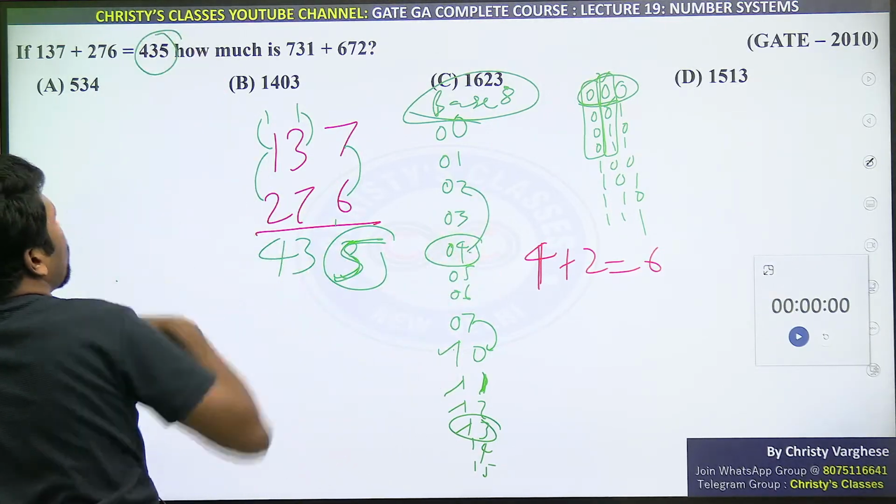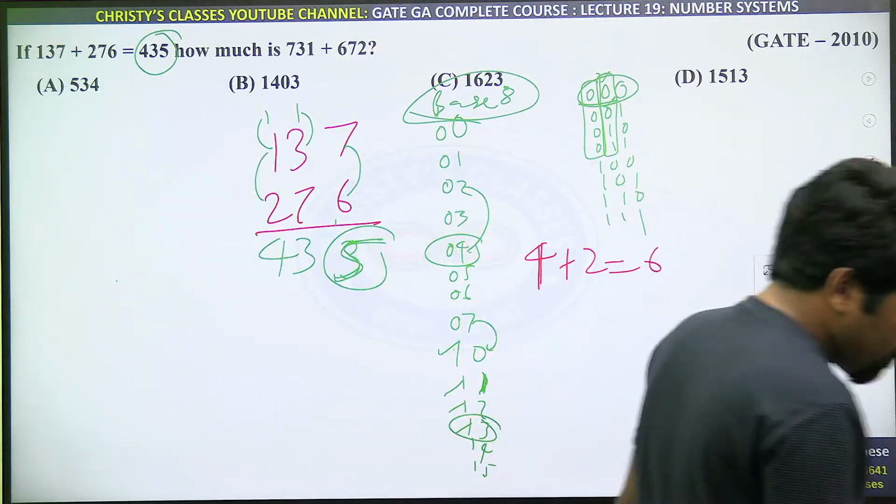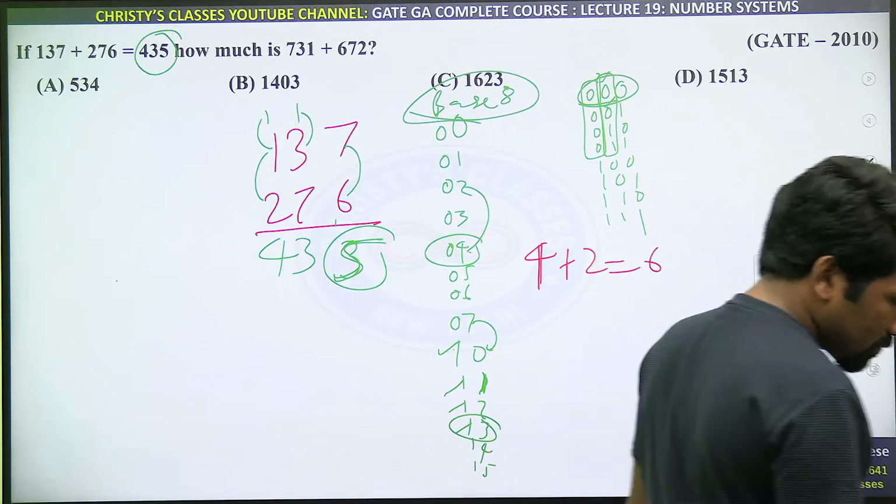Look at this, 435 is totally justified. 435 is totally justified. Is it clear?